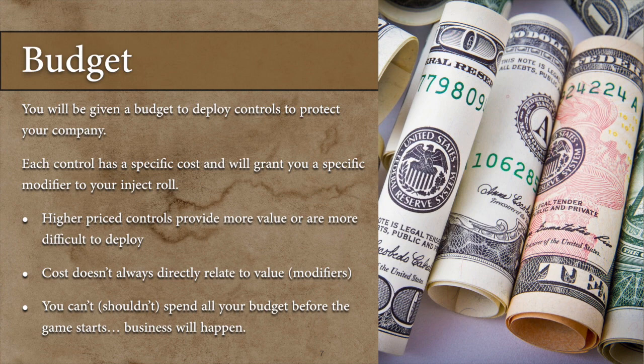So let's talk about budget. You will be given a budget to deploy controls to protect your company. Each control has a specific cost and will grant you a specific modifier to roll your inject. Now, here's the thing. During each inject, you will have to roll dice. We'll talk about this during the workshop. These dice will determine how effective your control was.